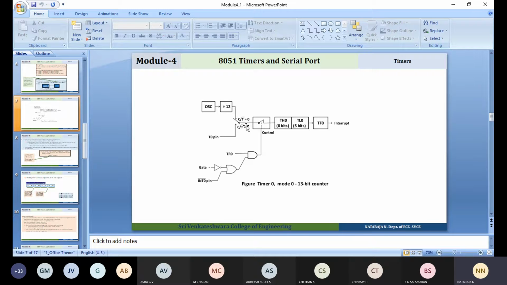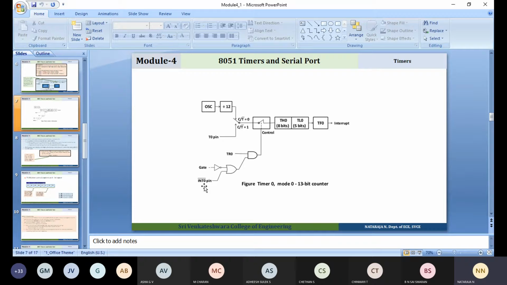If it is connected to the timer, the switch will be in the closed condition. The control unit applies an AND operation with TR0. TR0 means we are going to give a timer pulse, like a positive clock pulse. Here we have a gate signal with ones and zeros. With the NOT gate, whatever data we give will be inverted.